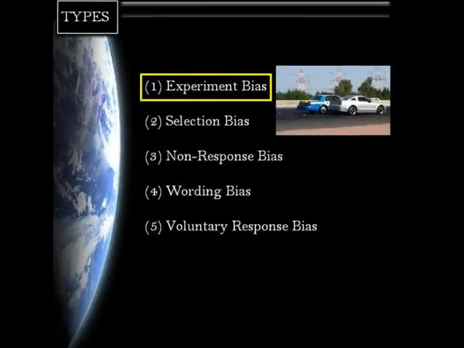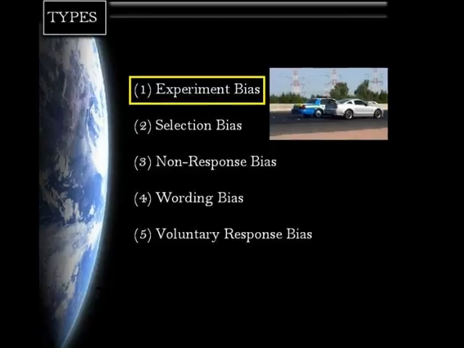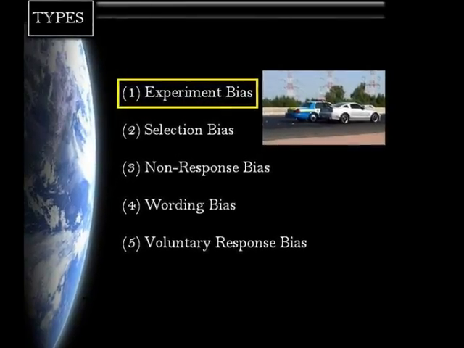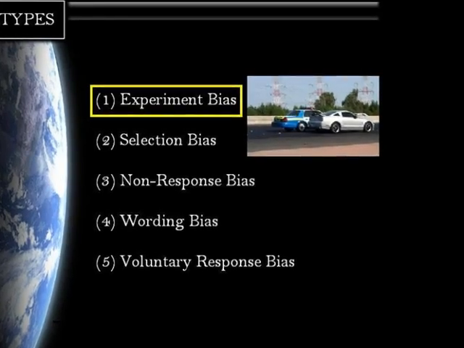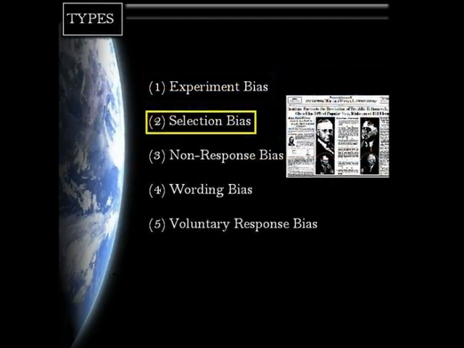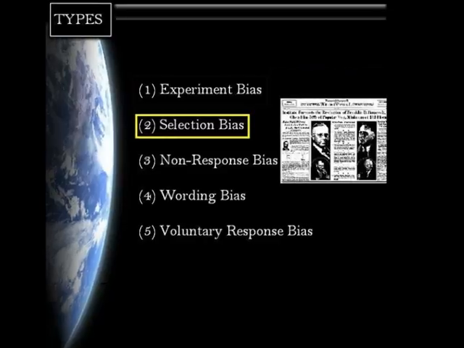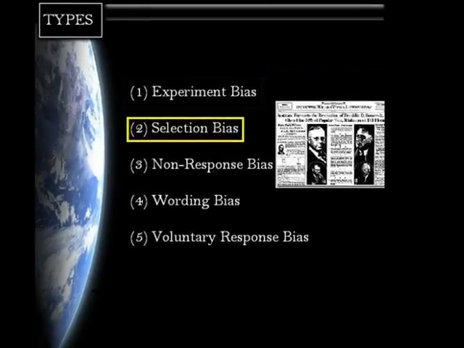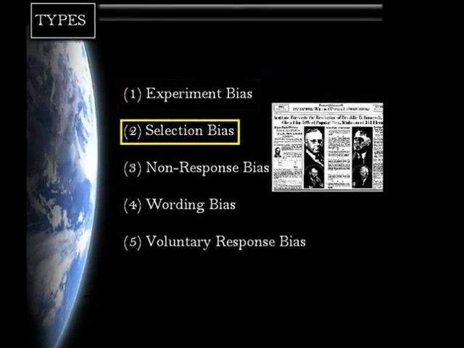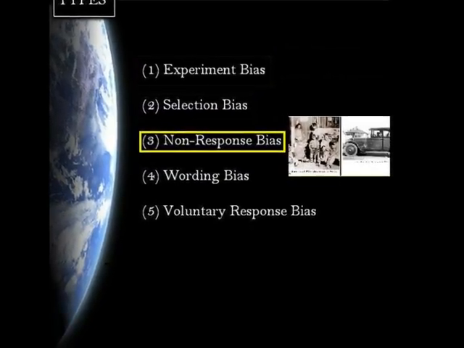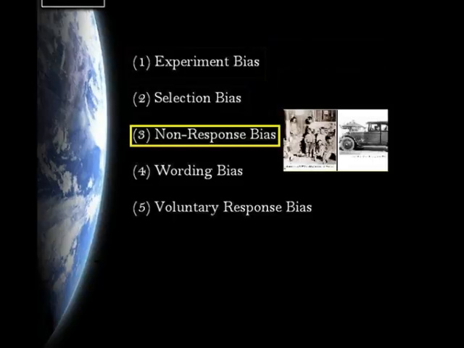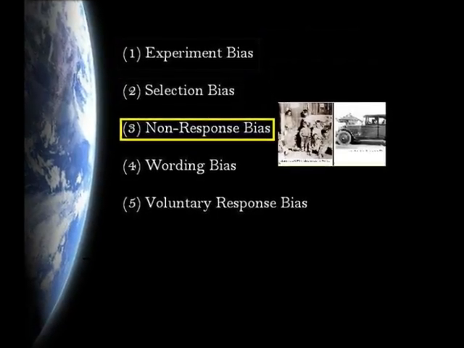So we have experiment bias, where as a policeman, if you want to see how many people are speeding on the highway, you shouldn't use your police car because people slow down when they see a police car. We also have selection bias, where if you're conducting a survey, you should make sure that you select all parts of the population. Next is non-response bias, where you have to take into account people who are unwilling or unable to answer the survey.